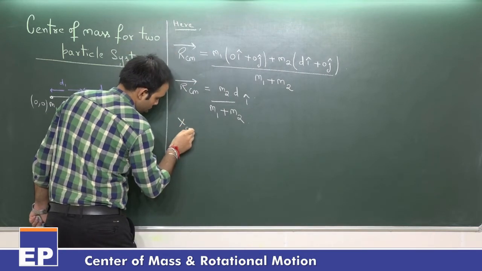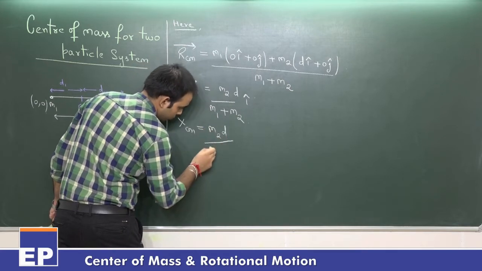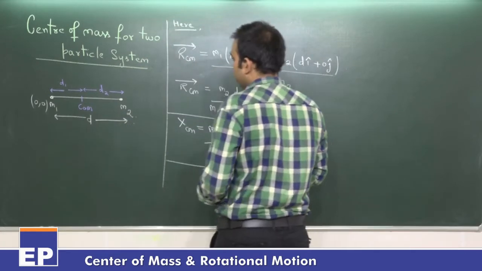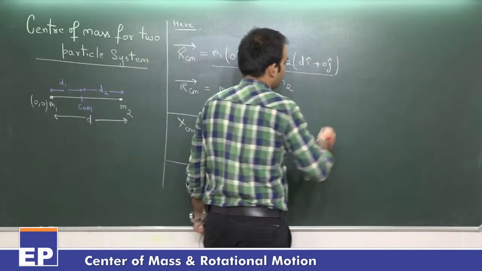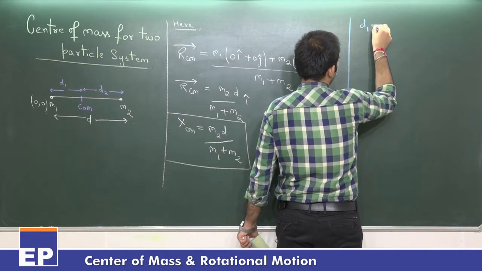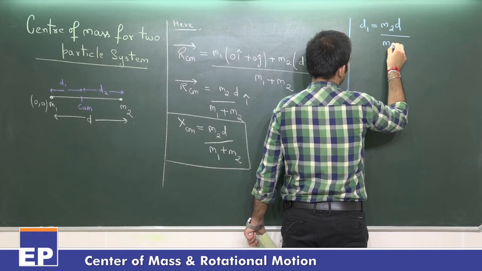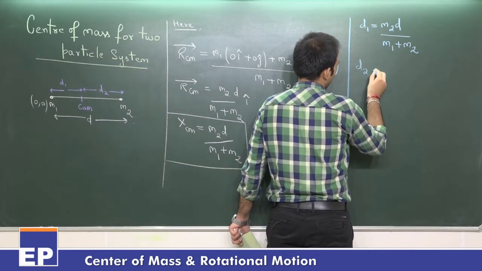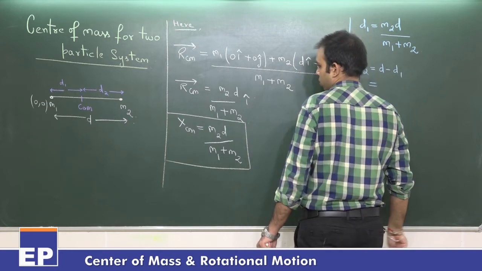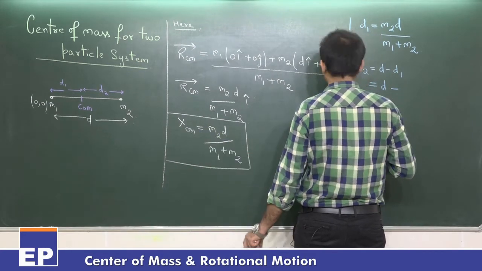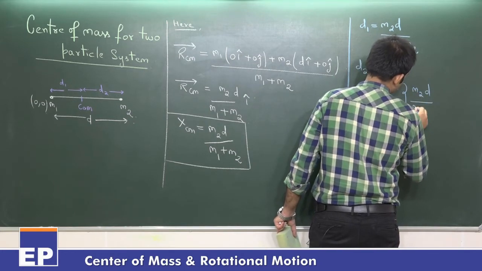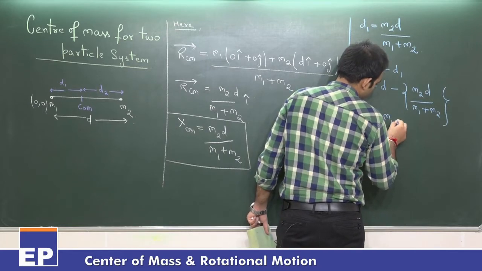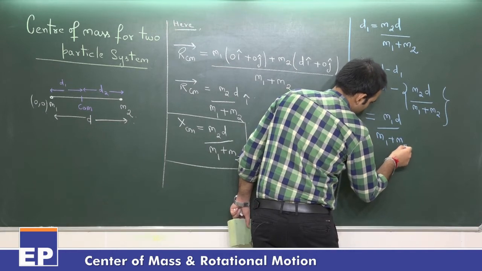So it means x is M2 into D by M1 plus M2. That means the position from there is, so here D1 is M2 into D by M1 plus M2. Now, what is D2? D2 is D minus D1. D minus what is D1? It will become M1 plus M2 into D minus M2D, that is M1D by M1 plus M2. This is the value of D2.